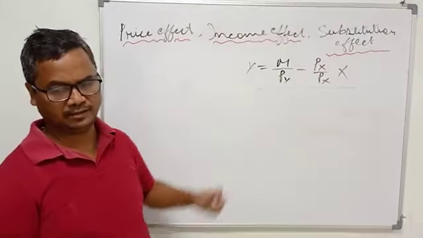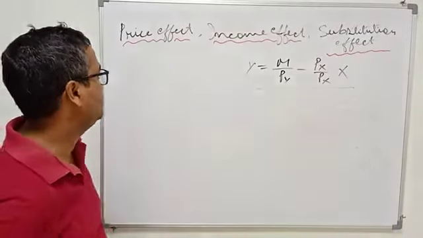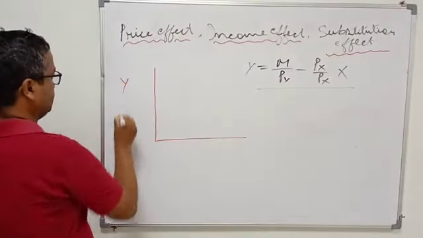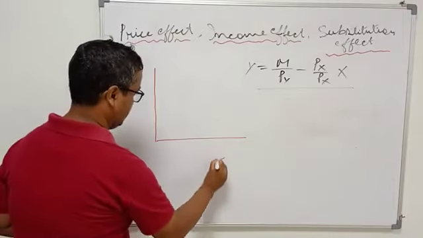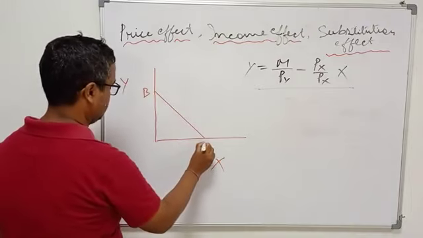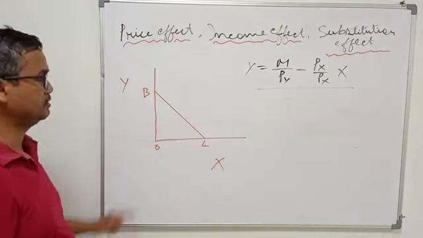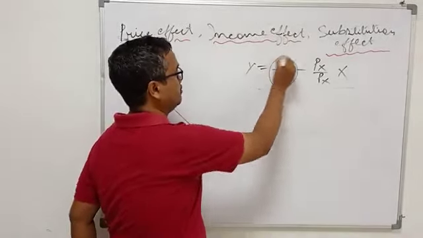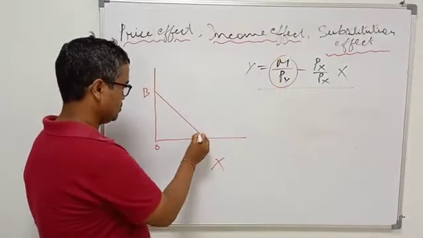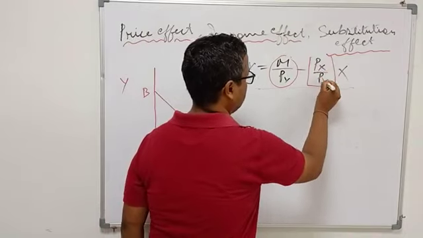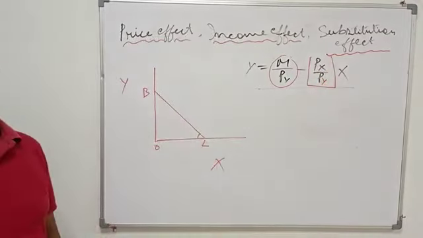This is the equation of the budget line. Graphically we can measure this budget line, so let me start one graph. Again we are taking y good on the y axis and x good on the x axis. This is my budget line. If I plot this equation in a graph, we will get this. OB is the vertical intercept. The slope is nothing but the price ratio, Px by Py. This is the slope of the budget line.